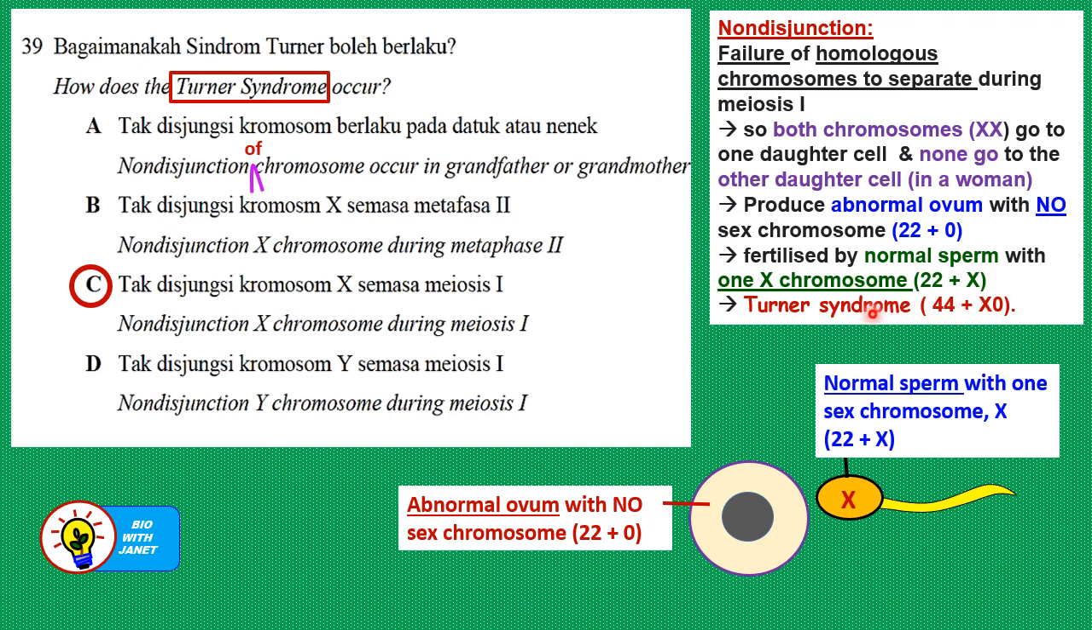Okay, so among the answers here, the best answer is C, non-disjunction of the X chromosomes during meiosis 1 in a woman, in the formation of the ovum. Now, why is it not D, non-disjunction of Y chromosome during meiosis 1? We don't have two Y chromosomes where both go to one pole, see? So we cannot say non-disjunction of Y chromosomes. So we take the case of non-disjunction of the two sex chromosomes X in the woman, and then you can get the answer C.